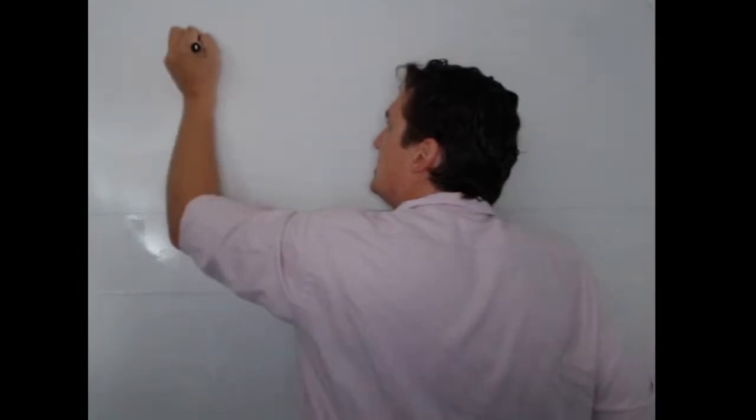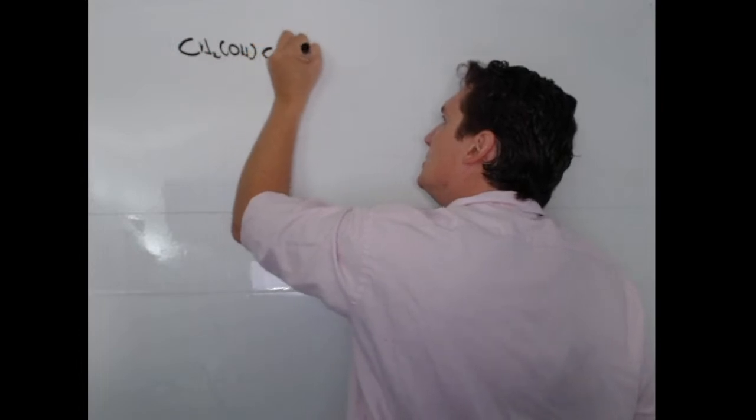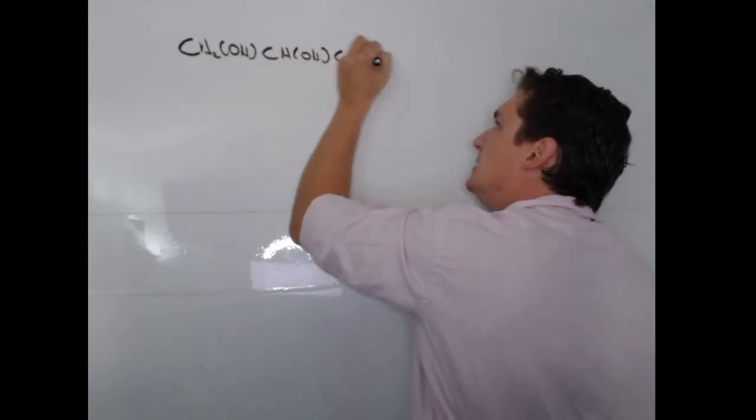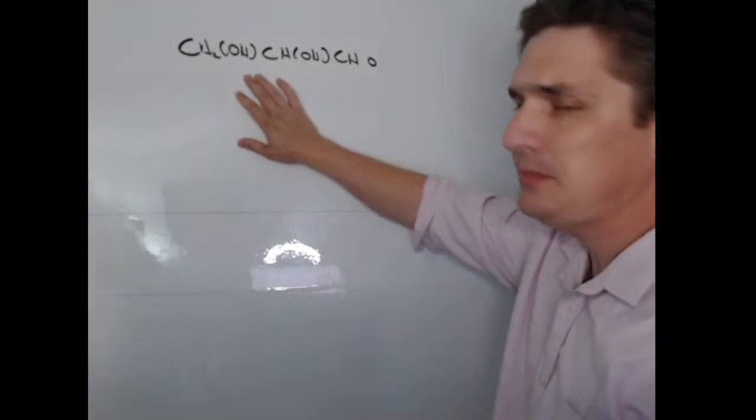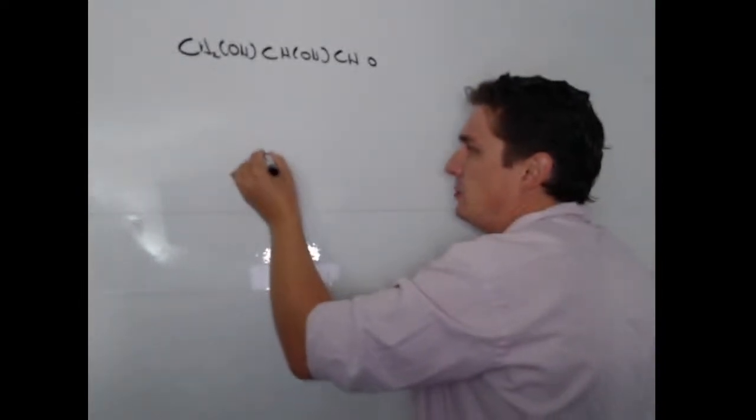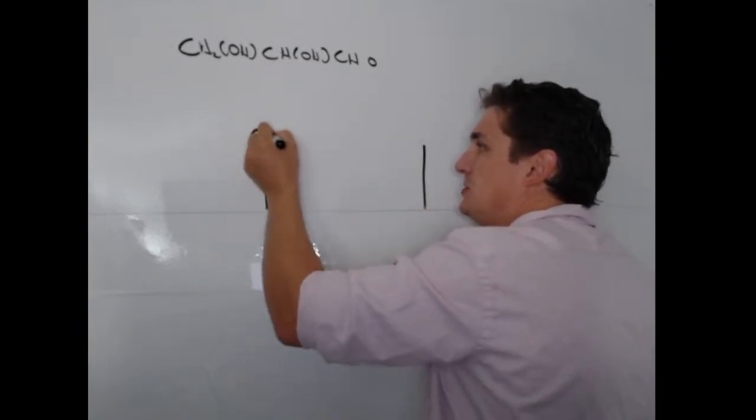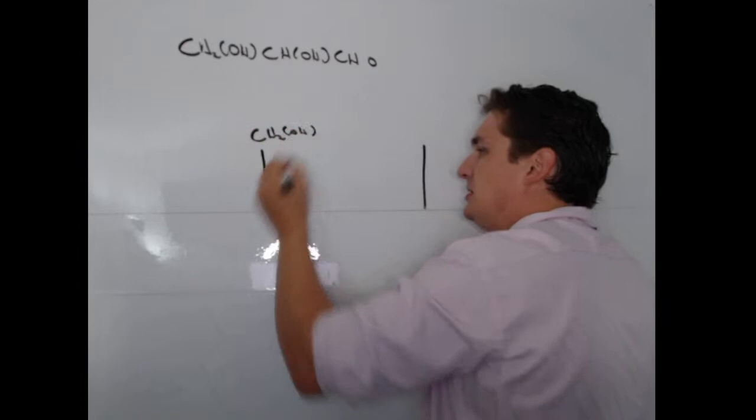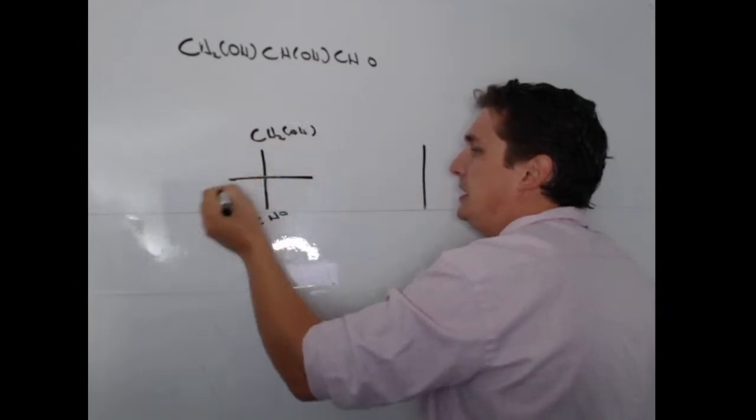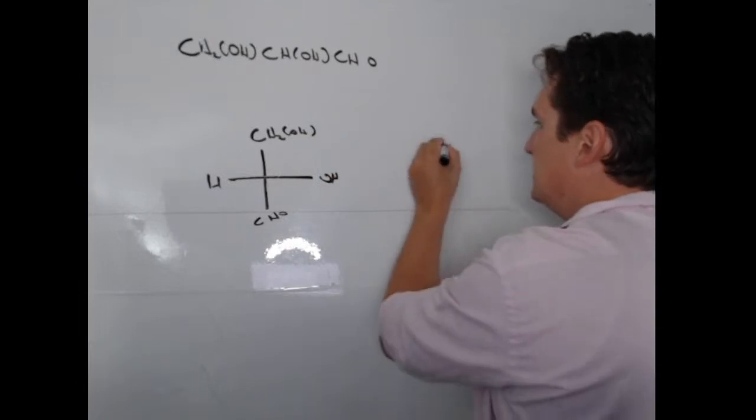We're given the formula CH2OH, CHOH, CHO. The carbon backbone here has 3 carbons. When it comes to these 3 carbons, there are a couple of ways to draw them. One is to do the shorthand, CH2OH, CHO, and then you've got your cross of H and OH. Another is to actually write them out.